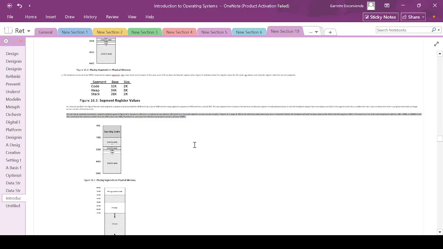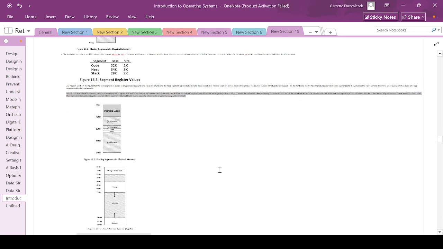Let's do an example translation using the address space in figure 16.1. Assume a reference is made to virtual address 100, which is in the code segment, as you can see in figure 16.1.